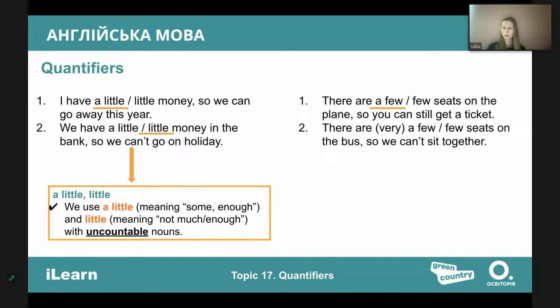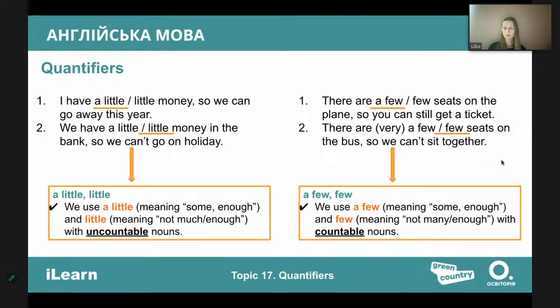And number two, there are few seats on the bus, so we can't sit together. Мало, недостатньо місць. So if it has a negative context, meaning not enough for some purpose, then we use no article. So again, both of them are used for countable nouns, but a few has a positive meaning, meaning that's enough, and few, not enough.